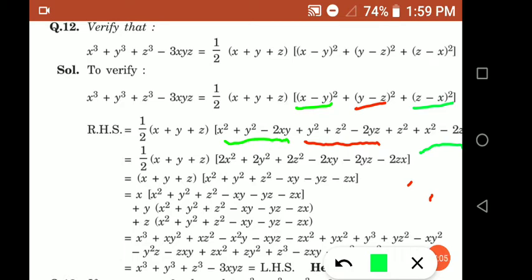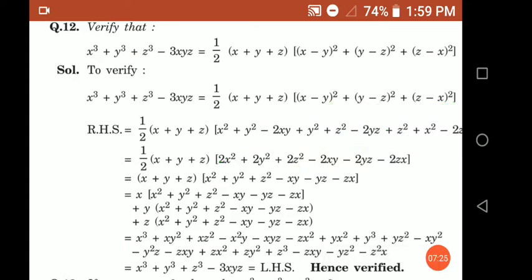Got it? Now x square, 2x square, y square, 2y square, and similarly z square, 2z square. Along with that, we had minus 2xy minus 2yz minus 2zx. Okay.